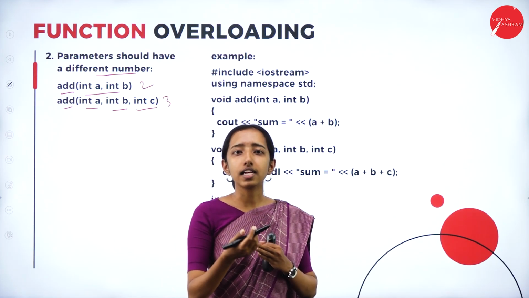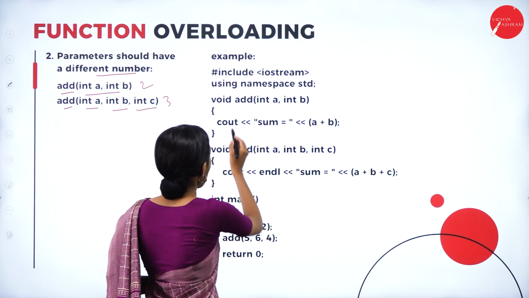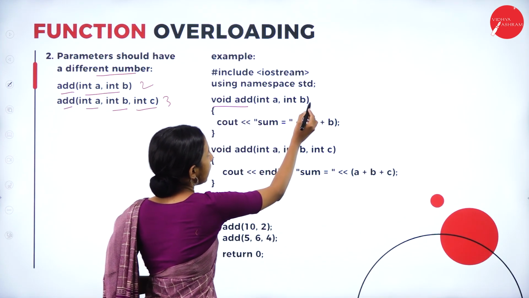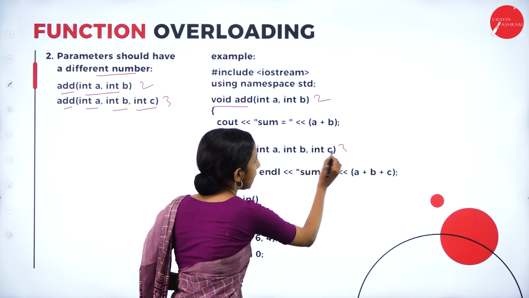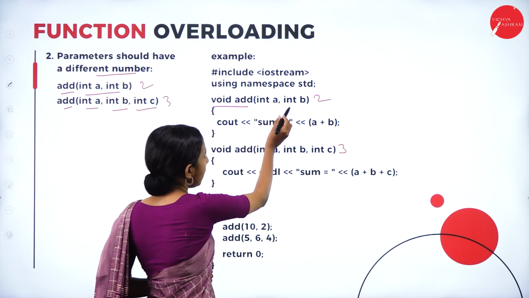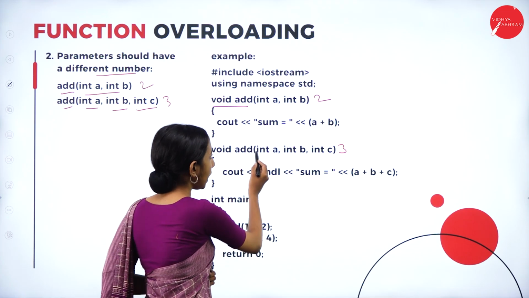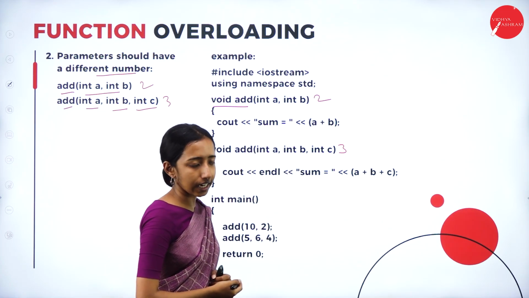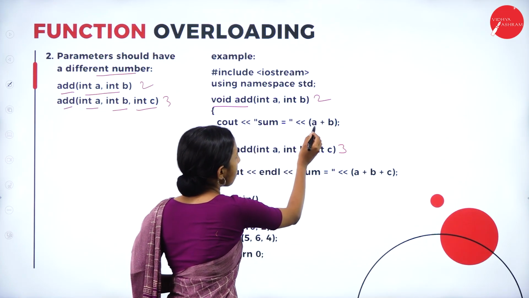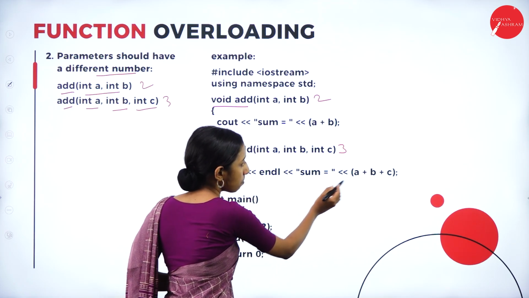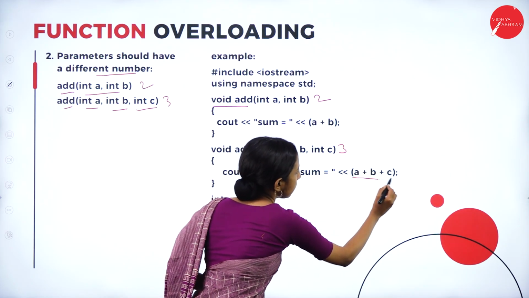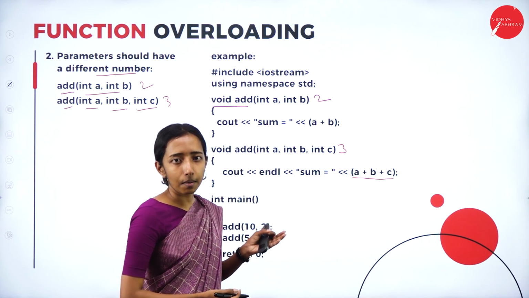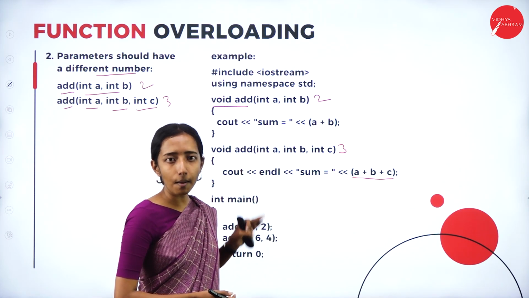In the same way as the previous one, in the function I have taken void add. Here we are passing 2 parameters and here we are passing 3 parameters. So A, B in the integer data type, A, B, C in the integer data type. Again here the sum is A plus B, and here sum is A plus B plus C. So we have 3 parameters A, B, C as we are passing.